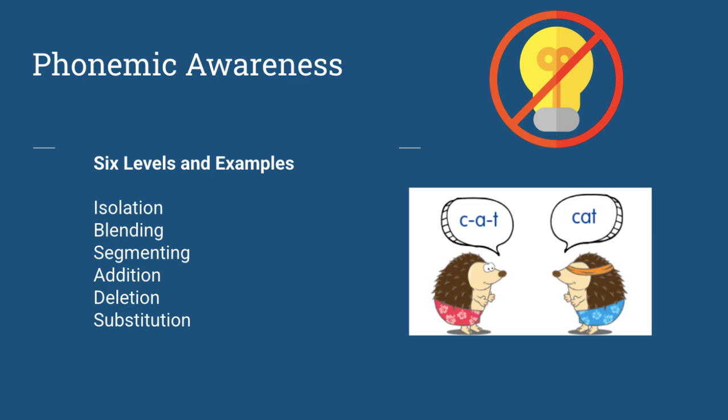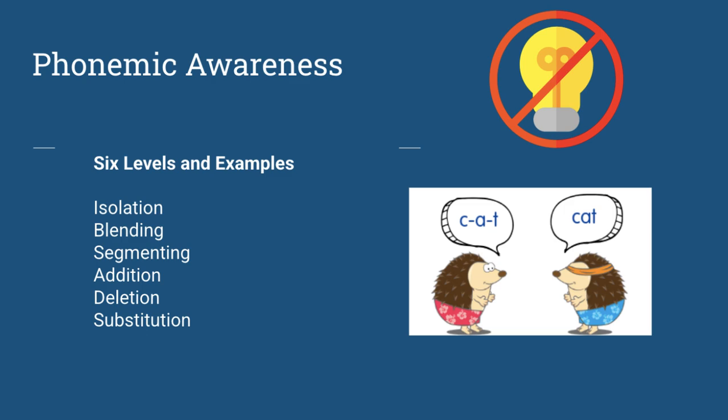Blending is taking individual sounds and putting them together, such like we did for the word cat. We did k, a, and t, make the word cat. Segmenting is when a child can break down individual sounds within the spoken word. For example, if you asked a child to break apart the sounds in cat, and they responded with the sounds k, a, and t.